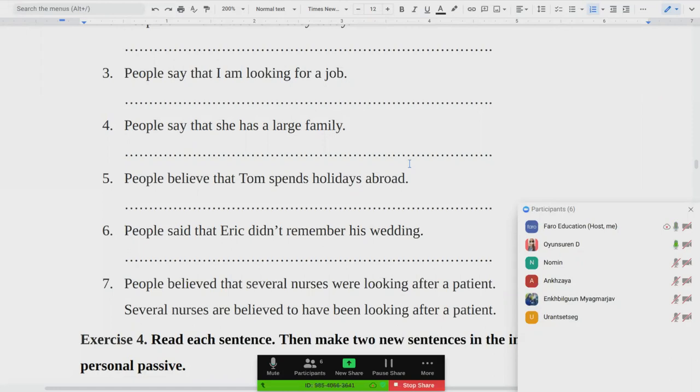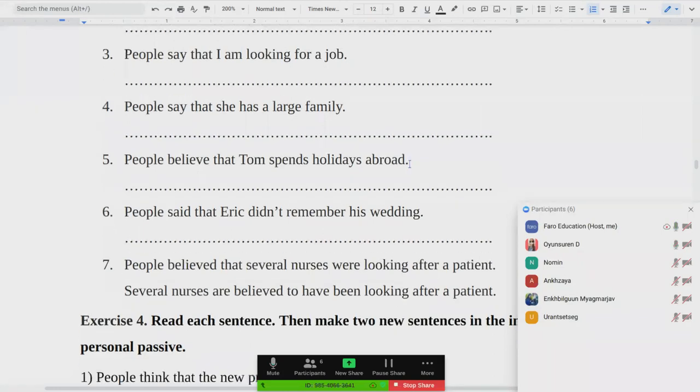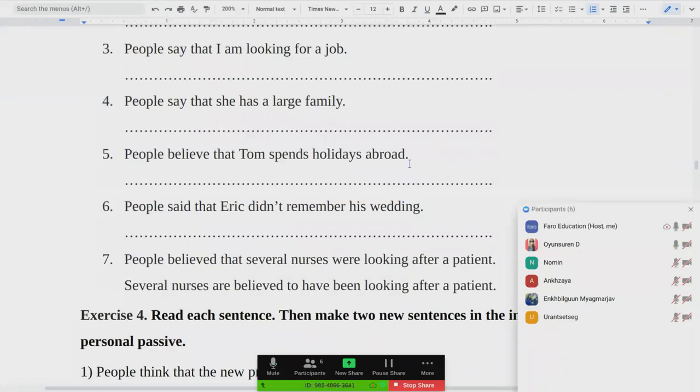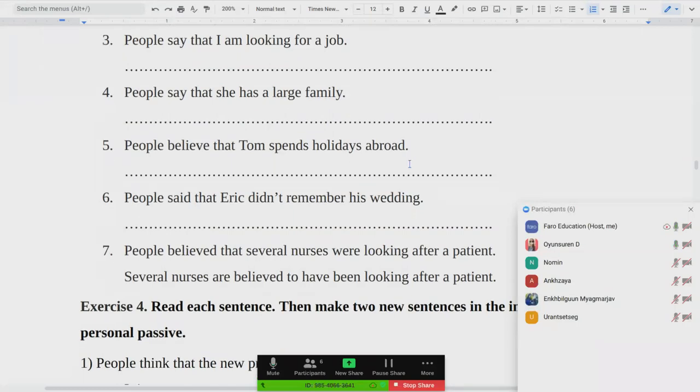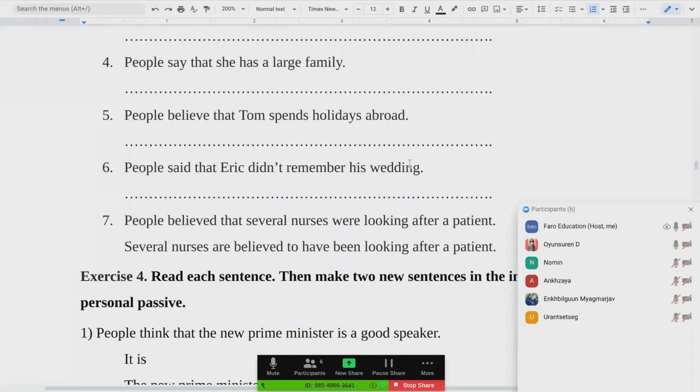People say that she has a large family. It is said that she has a large family. She is said to have a large family.